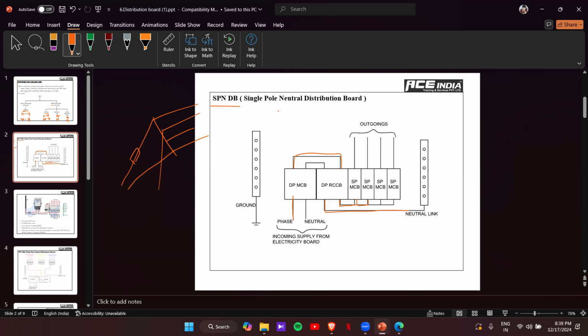In an SPN DB, the maximum outgoings you can take is 16. Right now we have 1, 2, 3, 4. Like this, a maximum of 16 single phase outgoings can be taken from one single SPN DB. If it's more, suppose we have 20 connections, you have to split them, which means you have to take 2 DBs: 10 connections in one DB and 10 connections in the second DB. That's how you take the connection.